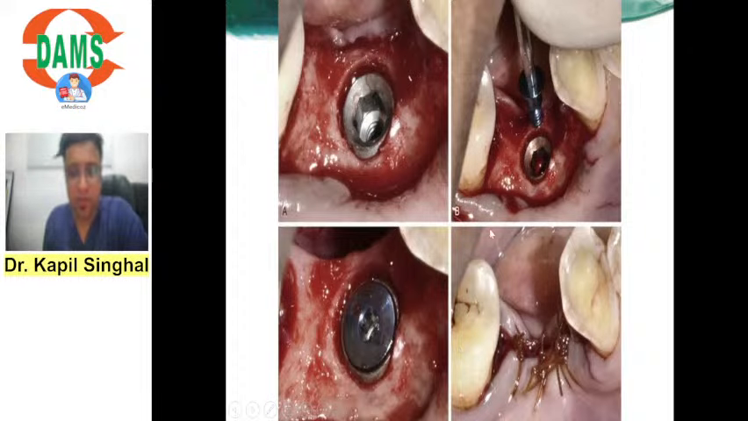Now I'll go in a reverse manner. I will give one incision. Okay, I'll reflect my flap. I can see that cover screw. I will unscrew my cover screw. I'll remove it again with that hex driver.